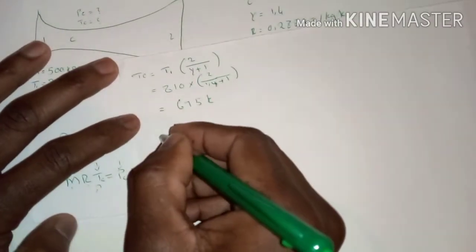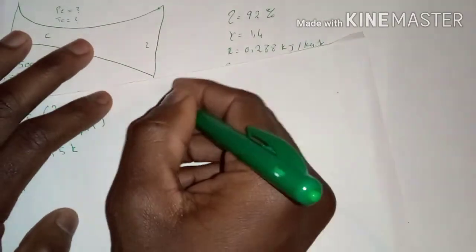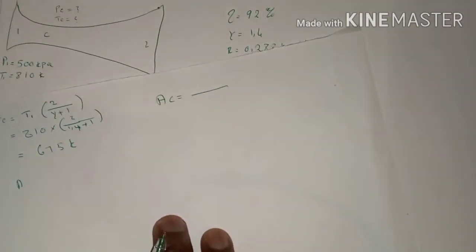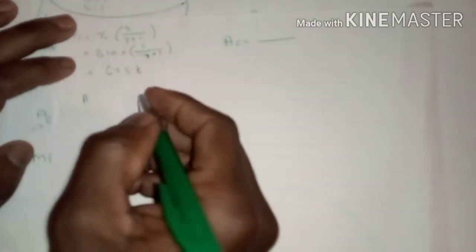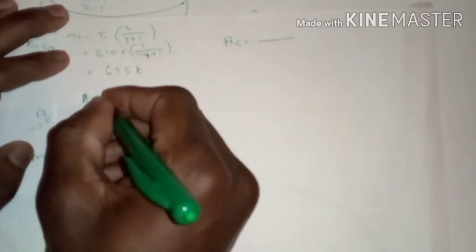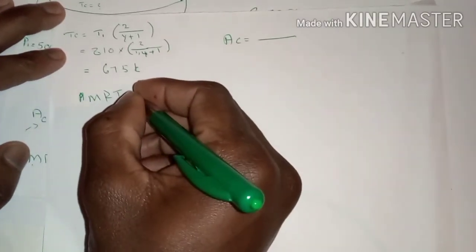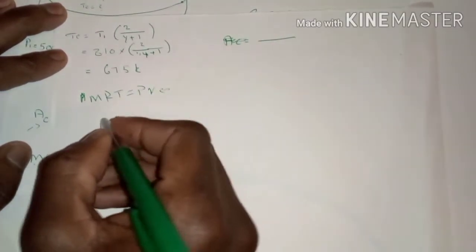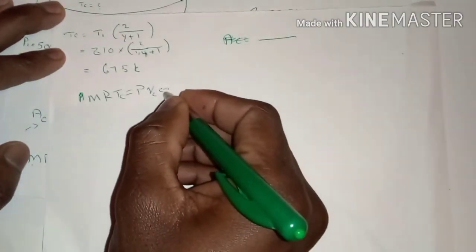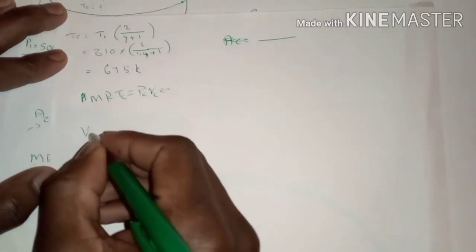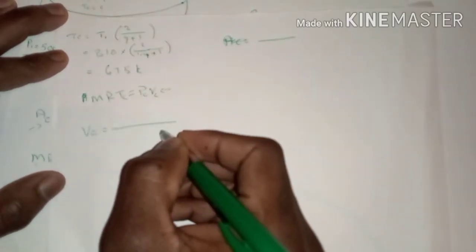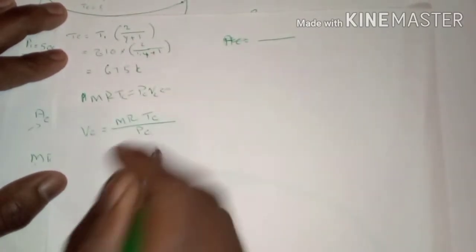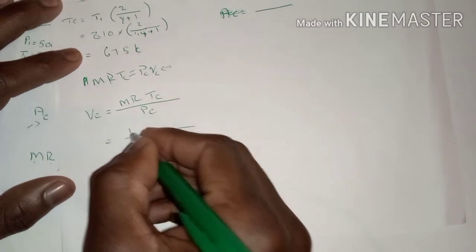Then from here we can calculate our area at the throat, which is given by the volume over the velocity. Now we first need to calculate V, MRT. It's equal to PV. We still need to get this. It's C, and it's C. Our volume at the throat is given by MRTC divided by PC.